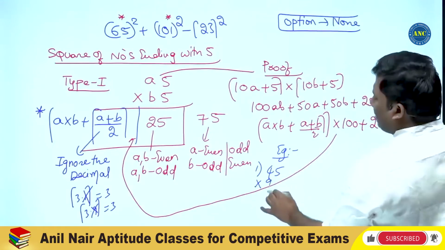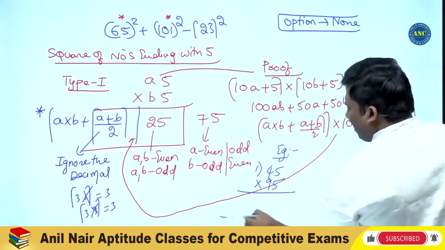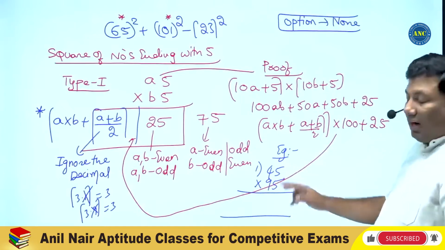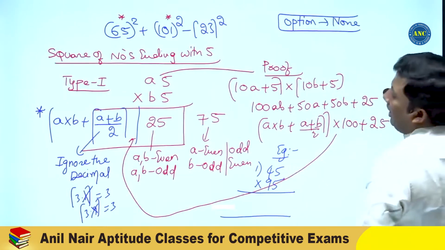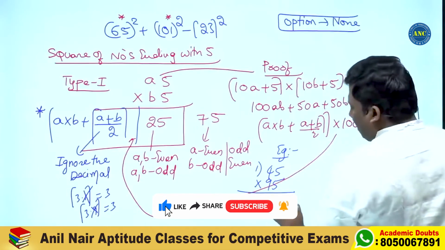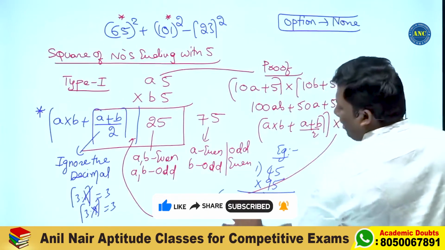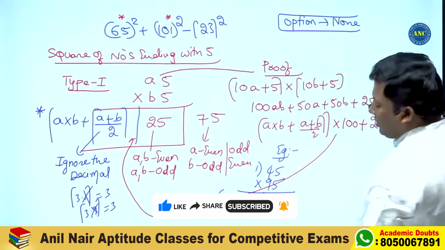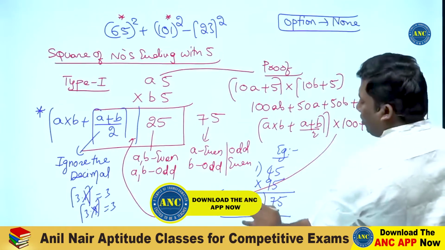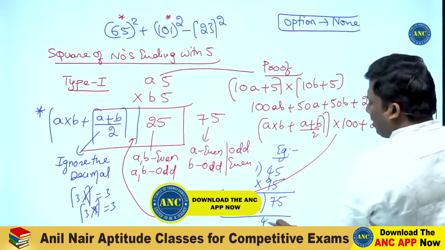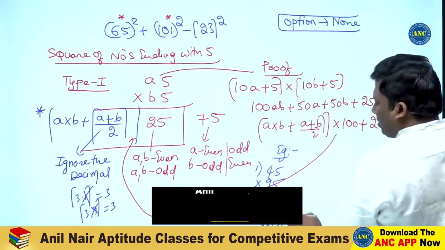45 into 95. 4 is even, 9 is odd. Even into odd, last two digits is 75. Are you all with me? A into B, 4 nines are 36. 4 plus 9, 13. 13 by 2, 6.5. So the answer for this question will be 4275.